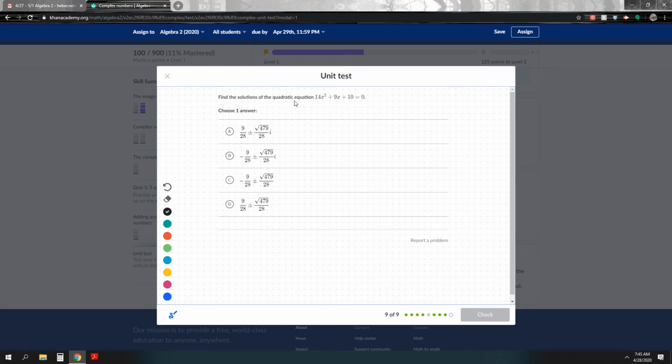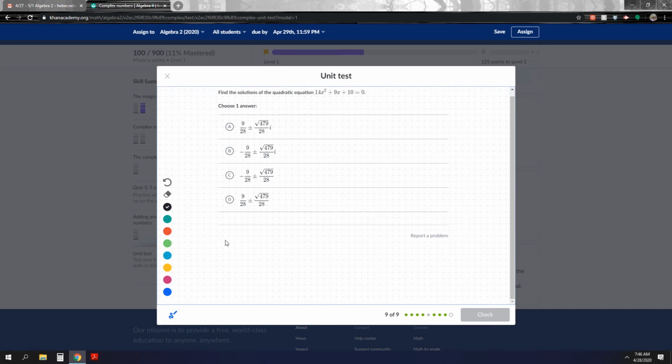Find the solutions of the quadratic equation 14x squared plus 9x plus 10 equals 0. You're generally going to do this using the quadratic formula. You can complete the square on these. You're probably not going to be able to factor this. In fact, with this one you end up with these terrible fractions, so you're almost definitely not going to be able to factor it. Remember that the quadratic formula looks like this.